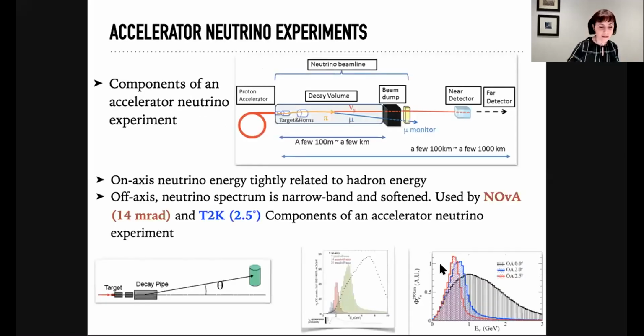Long baseline means that, as I mentioned before, you have a starting point where you have a neutrino and an end line where you want to measure those. So we call long baseline a neutrino experiment where you have an initial point when you produce the neutrinos. These are human-made, and the final point when you measure them.